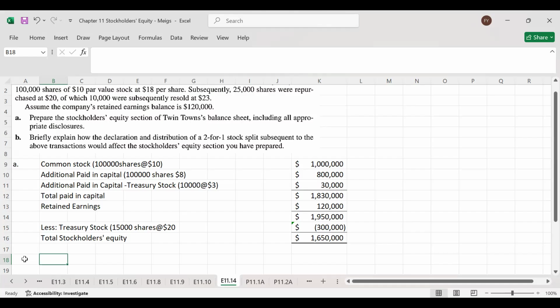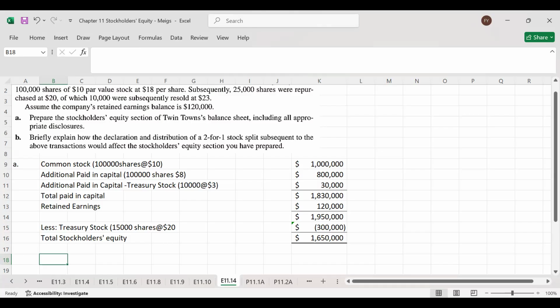So in part B, the answer is the total stockholders' equity will not be changed. Why? Because on one side, the number of shares will be doubled, but on the other side, the value per share will be halved. So ultimately, the total amount will remain unchanged.